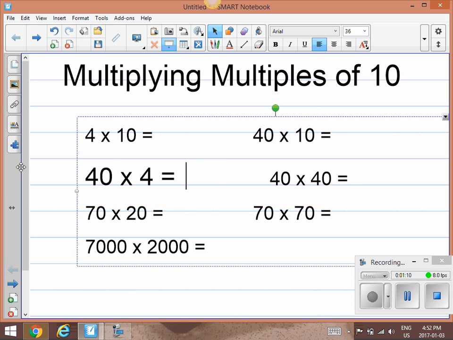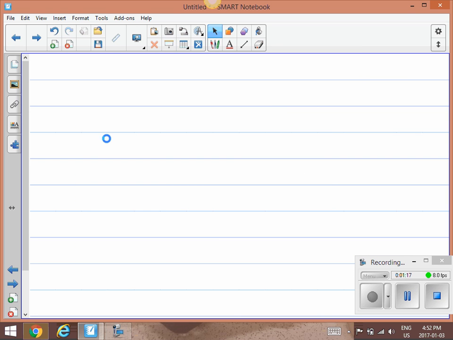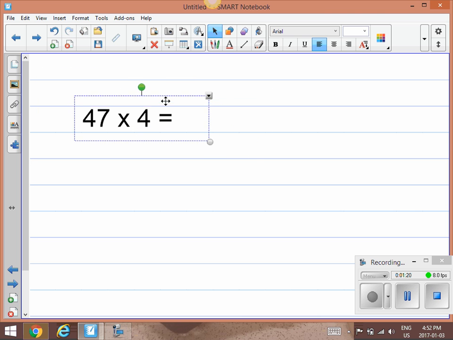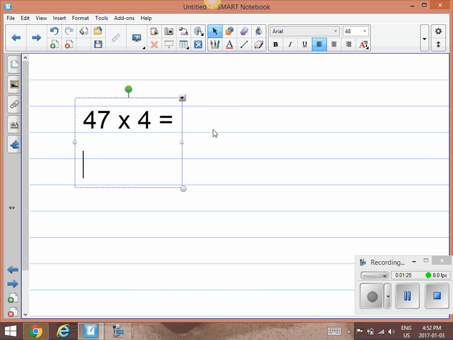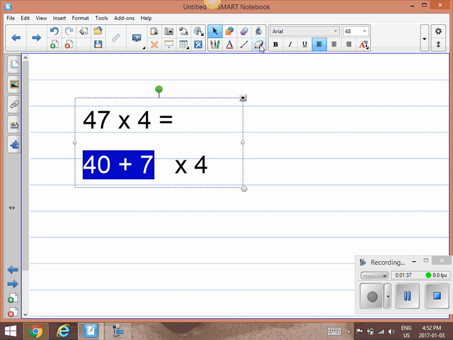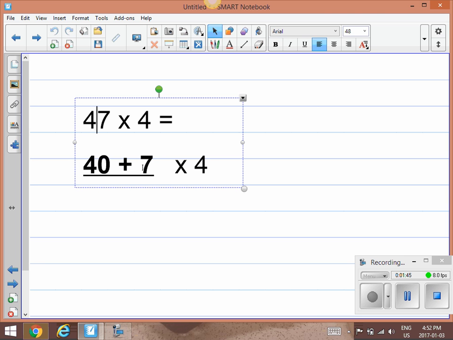What I'd like to do right now is change this a bit. So we have 47 times 4. 47 times 4 is really what I say is in disguise. So 47 is actually 40 and 7. In our place value unit, we looked at this and called this expanded form, because there is no difference between 47 and 40 plus 7.